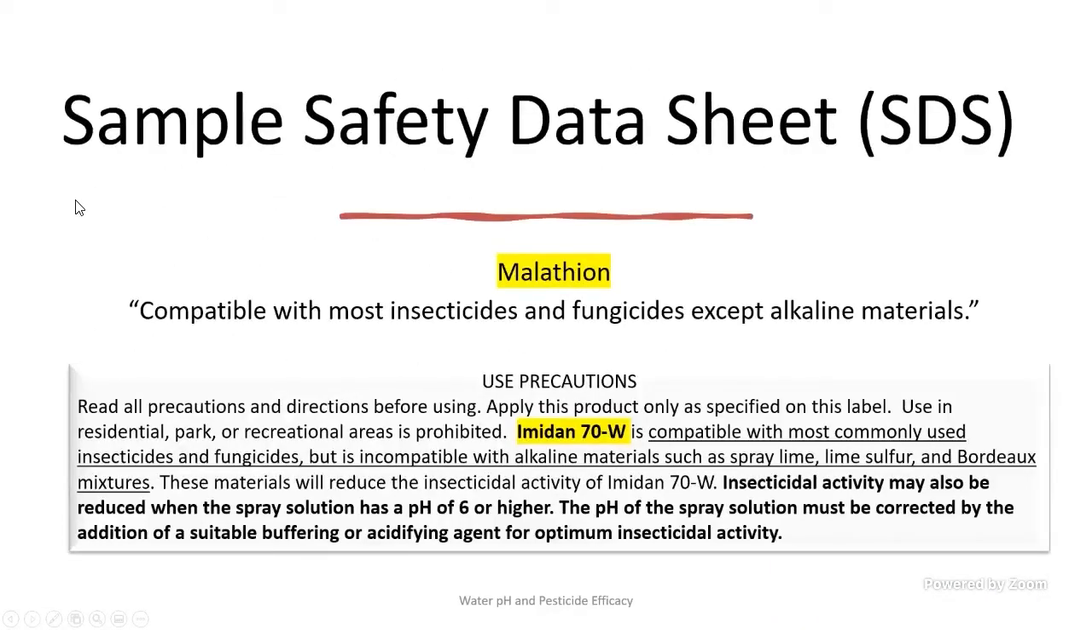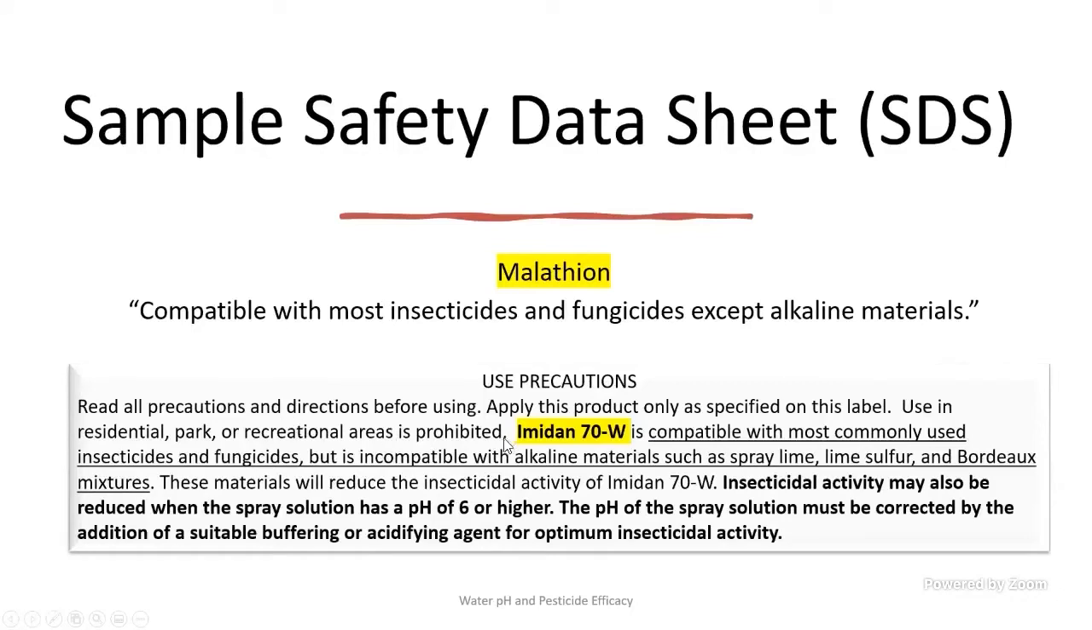When you're looking at the different labels, there are some labels out there that do show what the pH should be. For instance, here are two examples. You have malathion. It says that it's compatible with most insecticides and fungicides, except alkaline materials. And then there's another label here that I found, Imidan 70 wettable powder. It shows here in the underline that it's compatible with most commonly used insecticides and fungicides, but is incompatible with alkaline materials such as spray lime, sulfur, and Bordeaux mixtures.